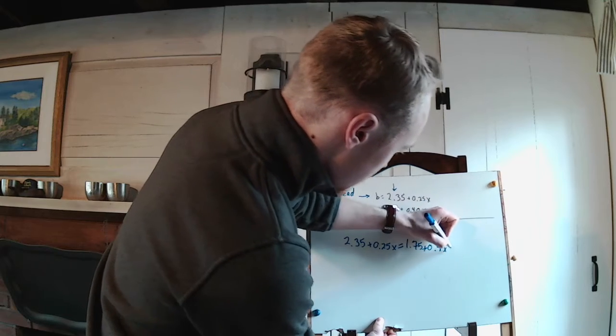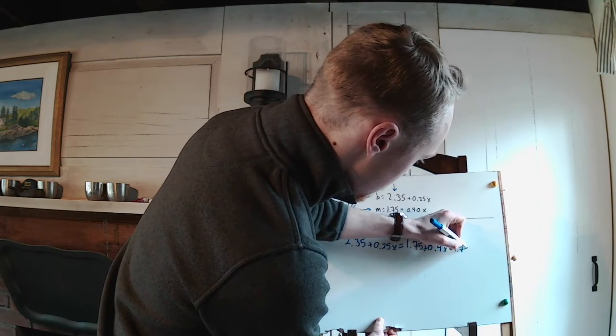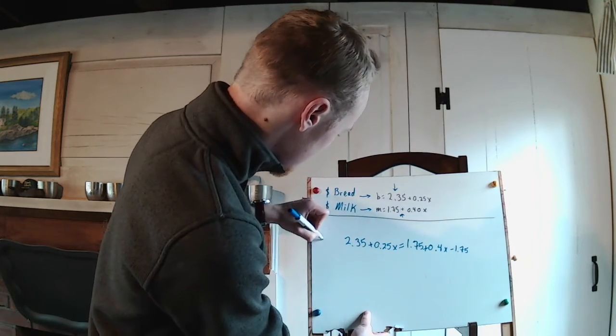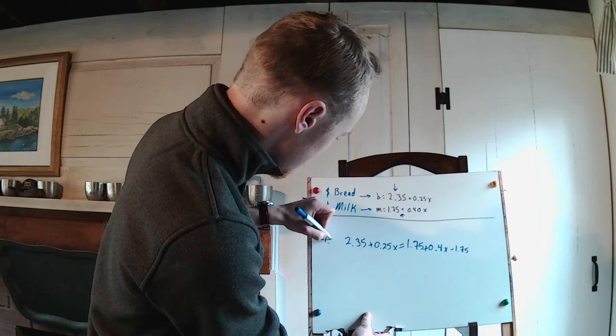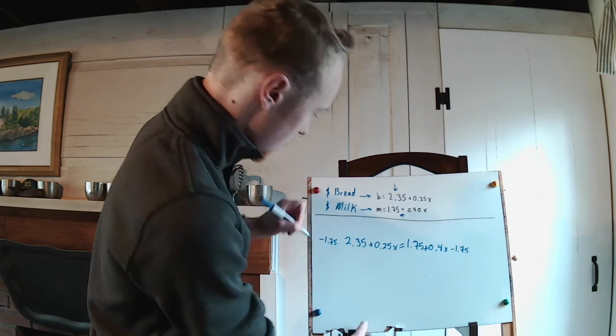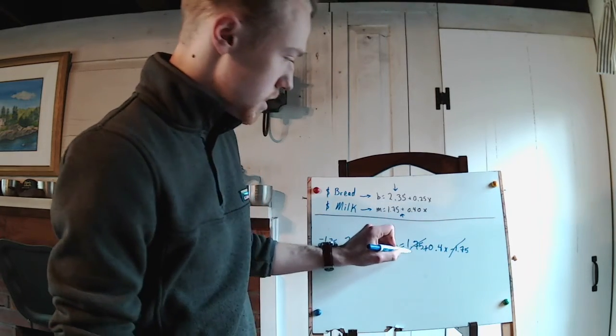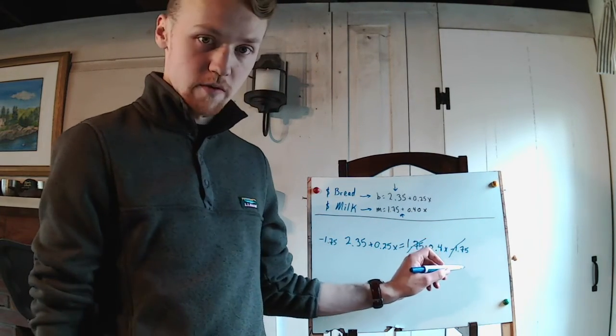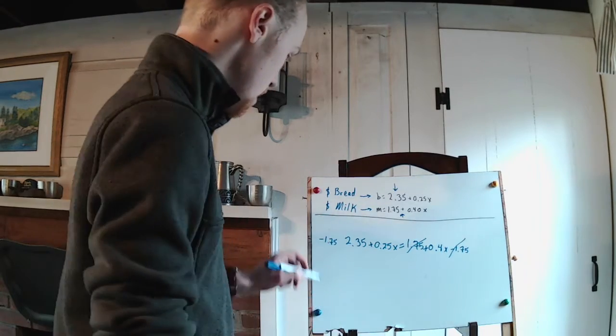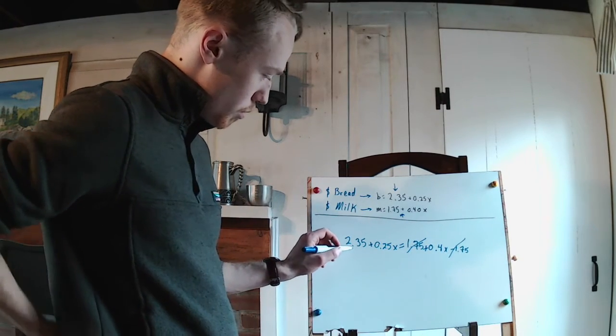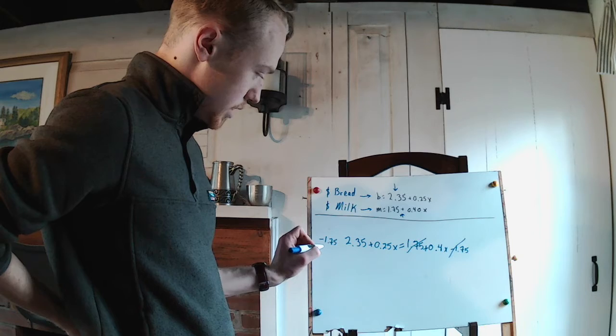So let's subtract 1.75 on this side and minus 1.75 on this side. Okay, and you'll see these cancel. We have plus 1.75 and minus 1.75. That goes to 0. And this side, we have 2.35 minus 1.75.